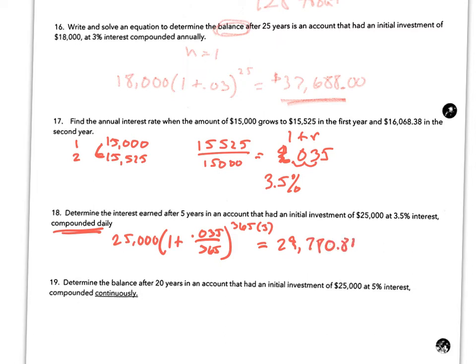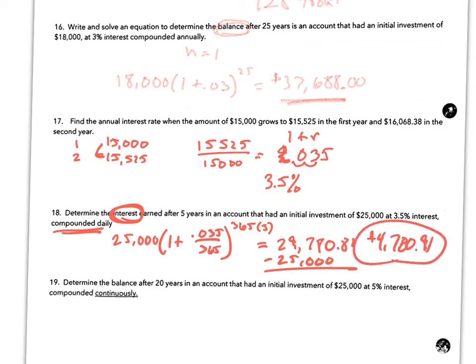$29,780.81. But the question would like to find the interest. So you've got to take off the original amount and subtract that. So just the interest was $4,780.91. So please make sure you read the questions carefully.